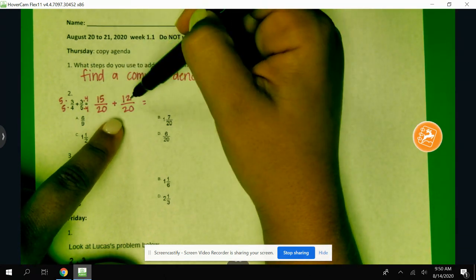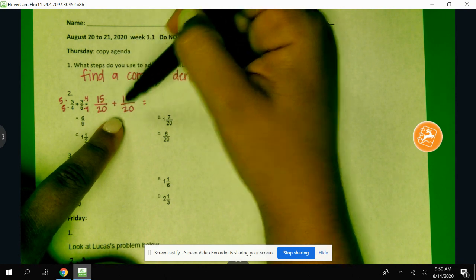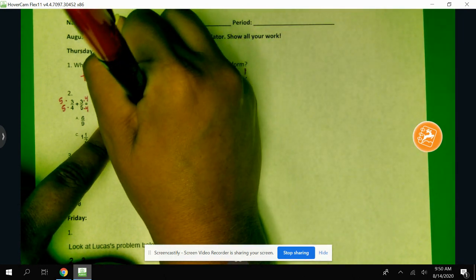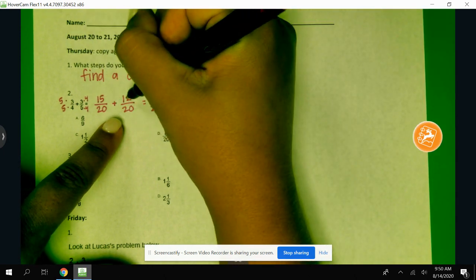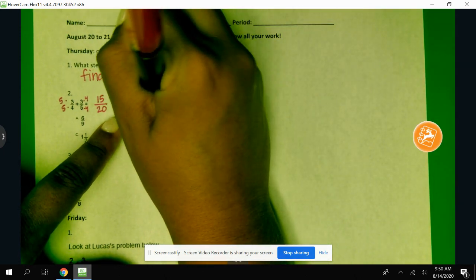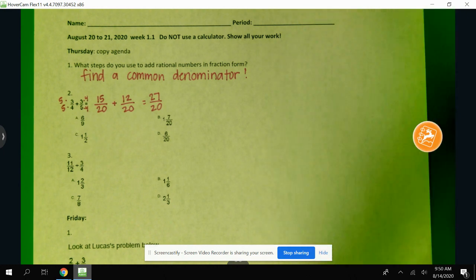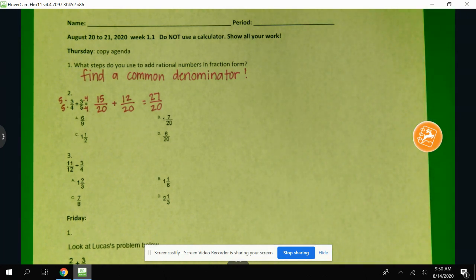Remember, you only add your numerators, your top numbers. Your bottom numbers stay the same. So this is still going to be over 20. So 15 plus 12 gives me 27. Okay. So I get 27 over 20. But I'm not finished yet. That's an improper fraction, which I don't want. You've got to simplify all your fractions as far as you can.